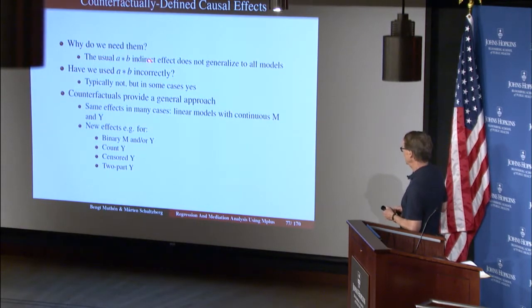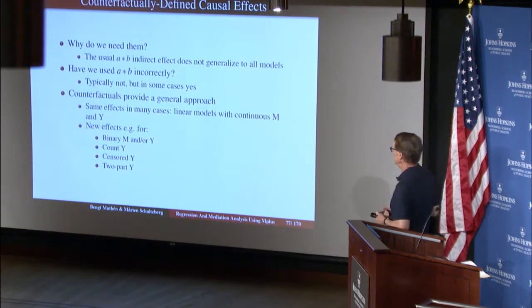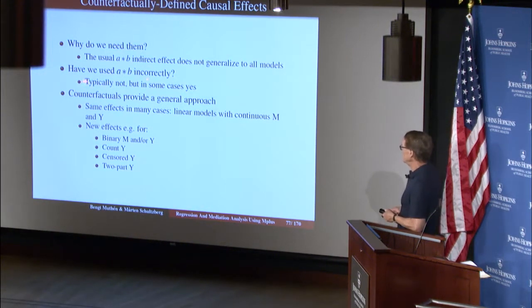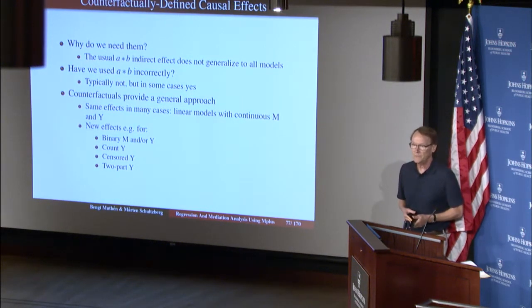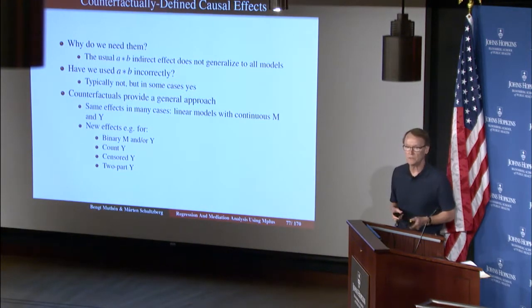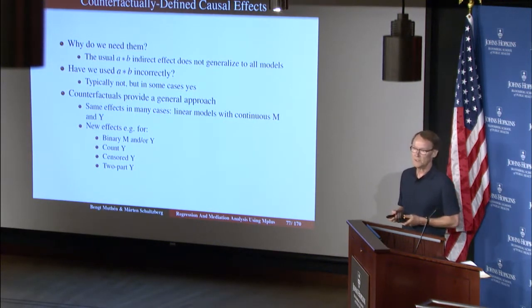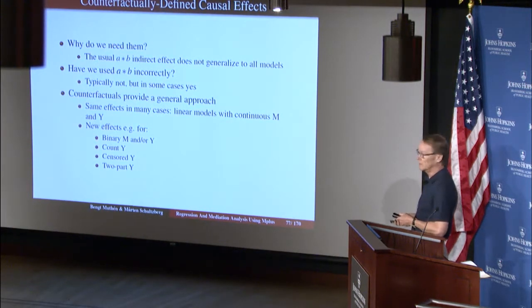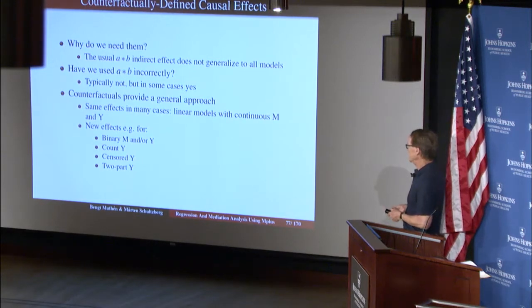Things were fine and happy and simple. But that approach to defining the indirect effect does not generalize to all models. And we need to be general because we need to handle the models that we talked about before coffee. So the question is, have you used A times B incorrectly then? Should we feel bad or worry here? Well, typically you have not, but in some cases, yes. But if you have simple cases where M and Y are continuous and you don't have that M times X interaction, you have not made any error. So big sigh there. But when it comes to cases that are more complex, then you need a more general approach to defining the effects, and that's based on counterfactuals.